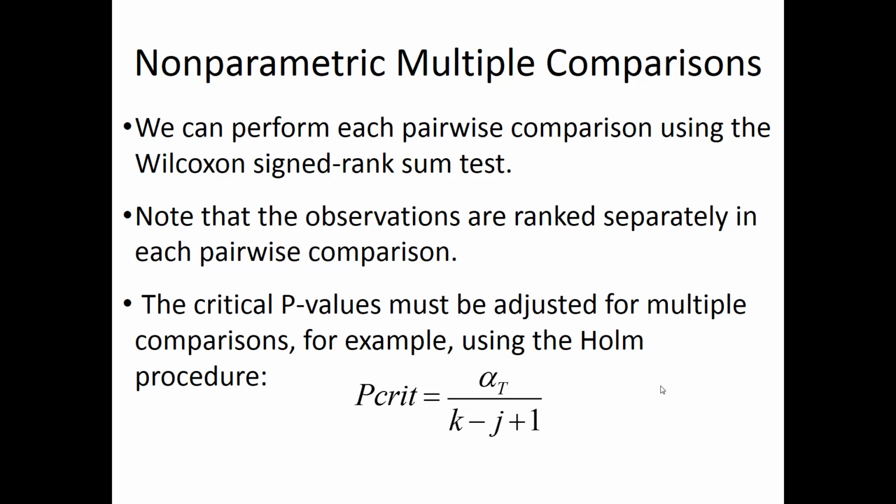Assuming the Friedman statistic is large enough such that the interventions represent 2 or more populations, we can perform pairwise comparison between the tests or interventions using the Wilcoxon signed rank sum test. For each pairwise comparison, the observations are ranked separately. The critical p-values then must be adjusted for multiple comparisons, for example using the Holm procedure.